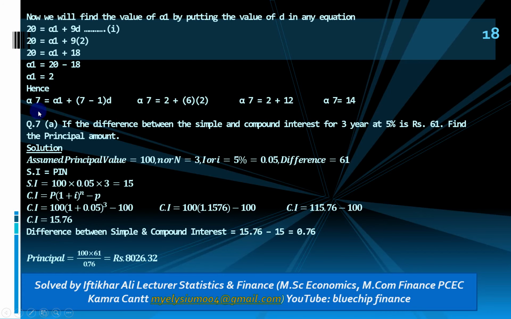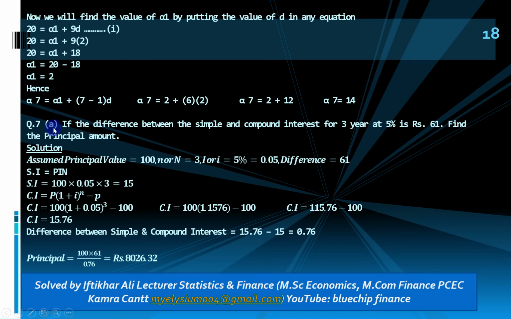So alpha 7 will be alpha 1 plus 7 minus 1 multiplied by d, and finally alpha 7 is equal to 2 plus 6, 7 minus 1 is 6, and d is 2. So alpha 7 will be finally 14.